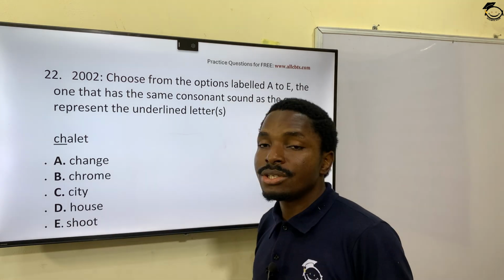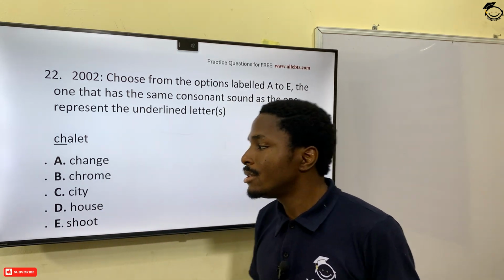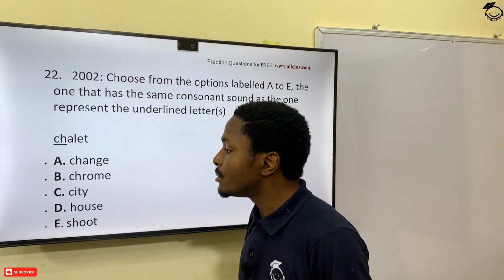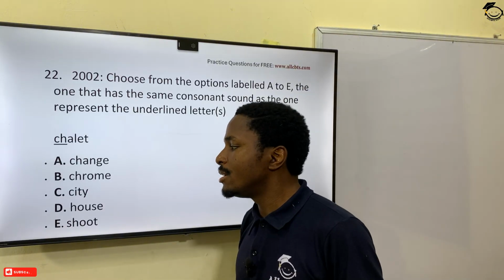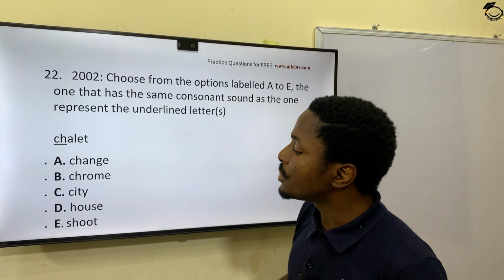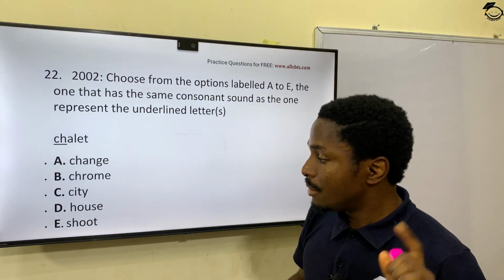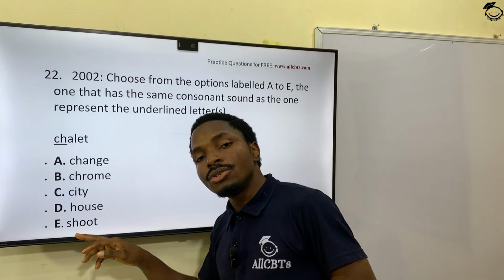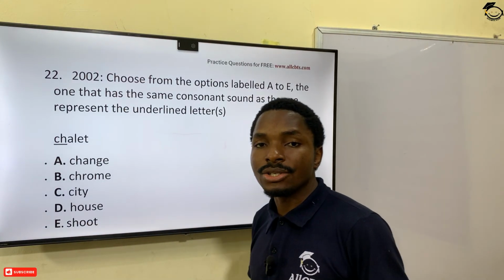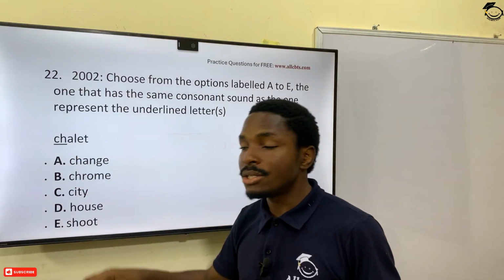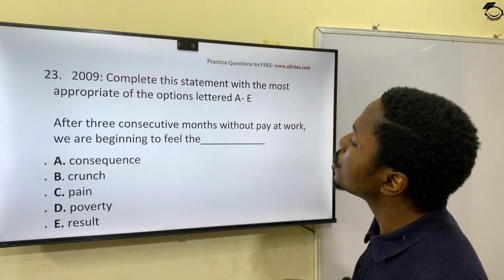You have change, which is not. Chrome, it has the sound. Change has the sound, not that. You have city, not even sit there. You have house. I already showed you the sound in house in the previous question. Then you have shoot. Sh. So this is the only one that has the sound. Chalet, shoot. Alright.